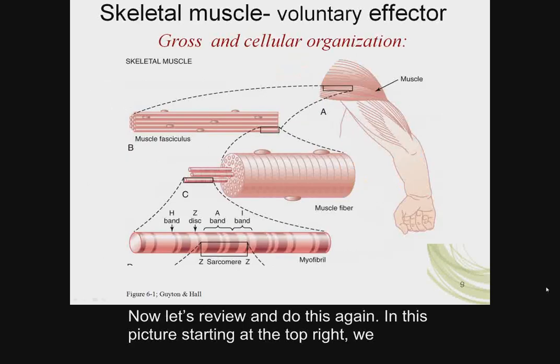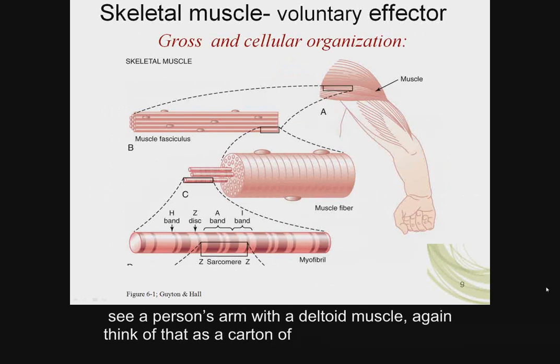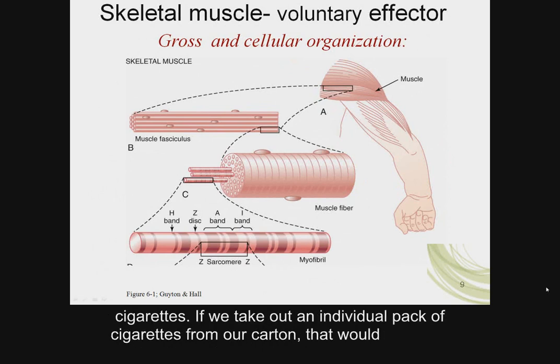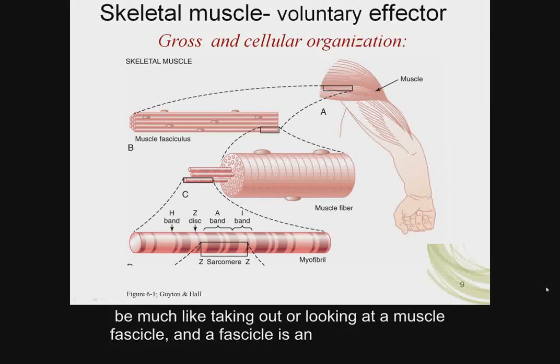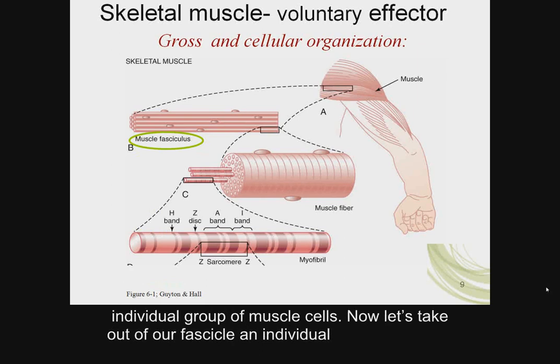Now let's review and do this again. In this picture, starting at the top right, we see a person's arm with a deltoid muscle. Again, think of that as a carton of cigarettes. If we take out an individual pack of cigarettes from our carton, that would be much like taking out or looking at a muscle fascicle. And a fascicle is an individual group of muscle cells.